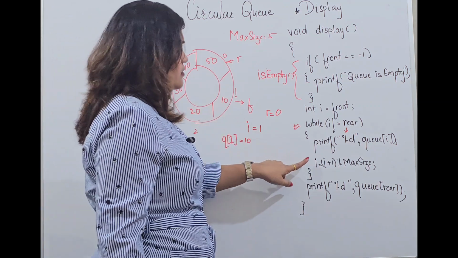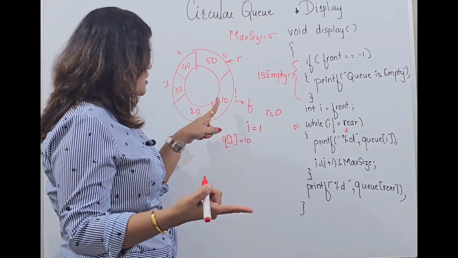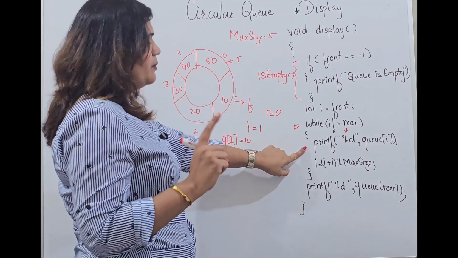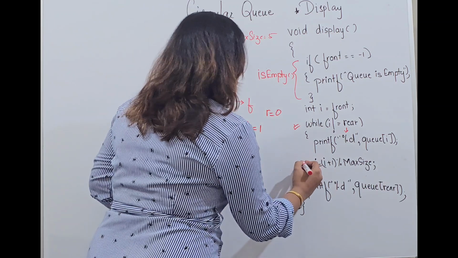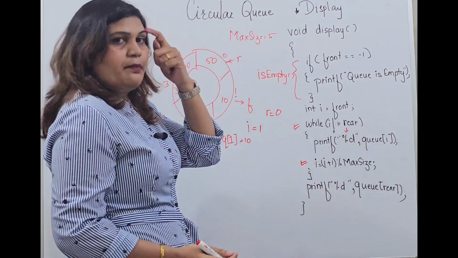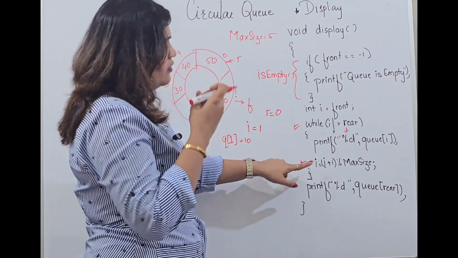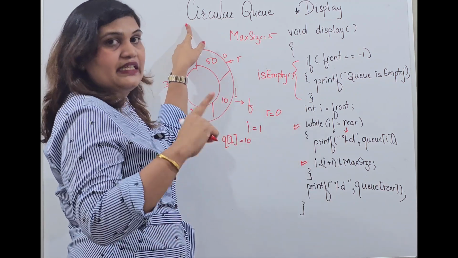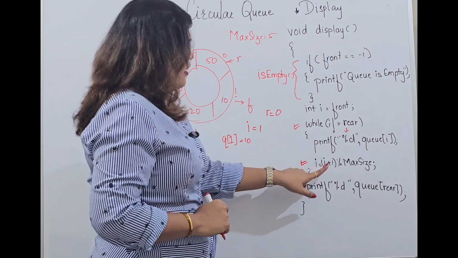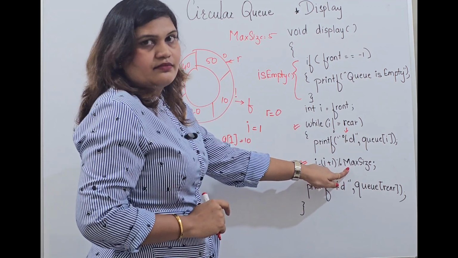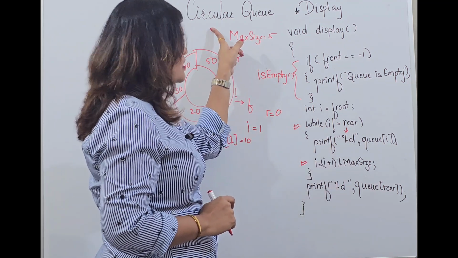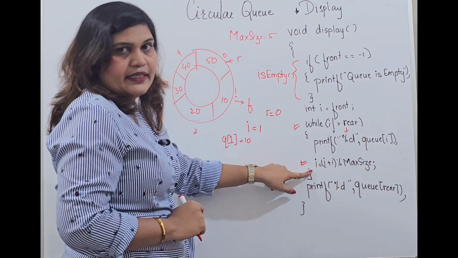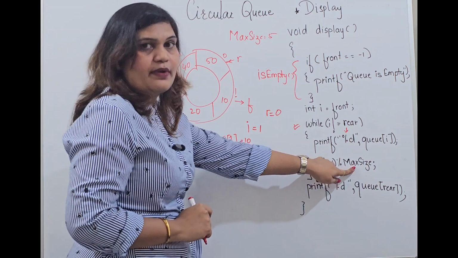Okay. After that, I need to increment my i. First element is printed. I need to travel through my queue, so I need to increment. For incrementing my i, I am using i is equal to (i plus 1) mod max size. Do you remember? This is the same formula that was used for your circular queue increment for incrementing your rear: (rear plus 1) mod of max size. And for incrementing your front in circular queue, you are doing (front plus 1) mod of max size. Now I want to increment my i. I am doing (i plus 1) mod of max size.